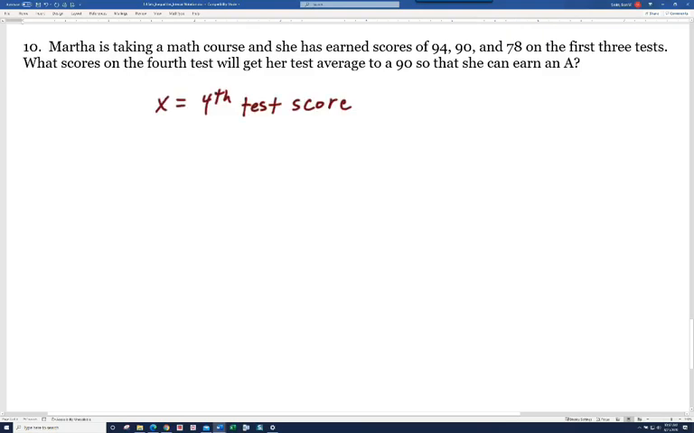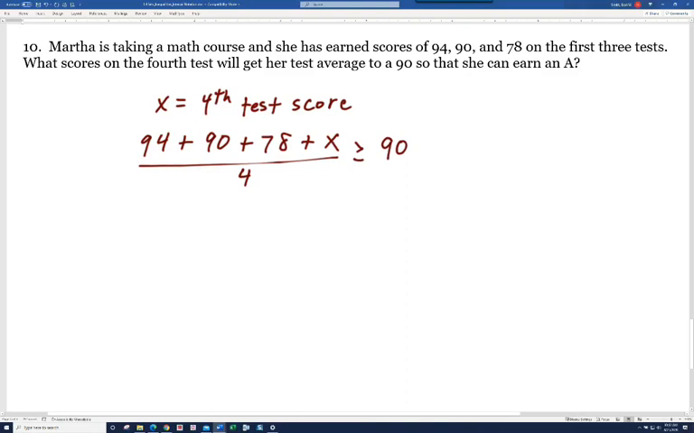So first of all, x is going to equal the 4th test score. Now think about how you do average. I think most students are pretty familiar with average. If you want to find the average of 4 numbers, you add up the 4 numbers and you divide by how many there are. So in this case, 94 plus 90 plus 78 plus x, that's my 4th score. And if I divide that by 4, I want that to be 90.